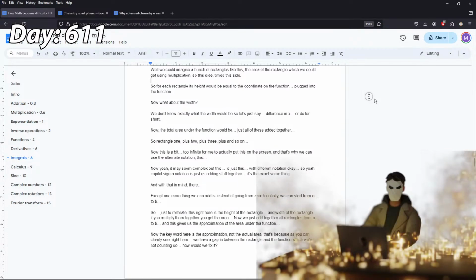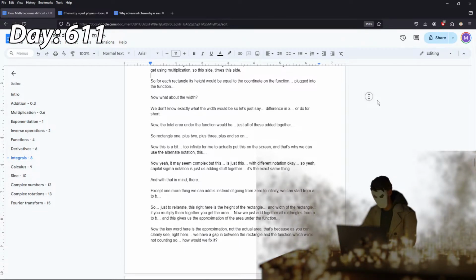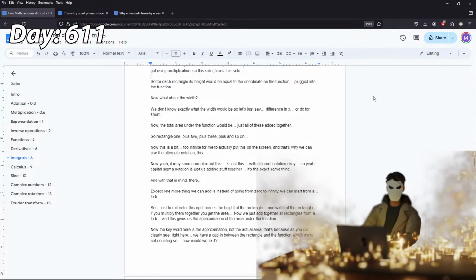This side times this side, so each rectangle is equal to the coordinate of the function. Function plug into the function. Now what the width? We don't know exactly what do. Let's say difference in x or dx for short.